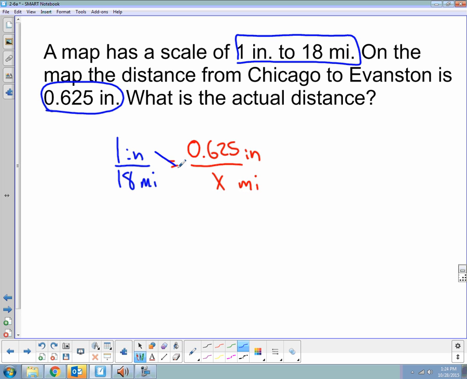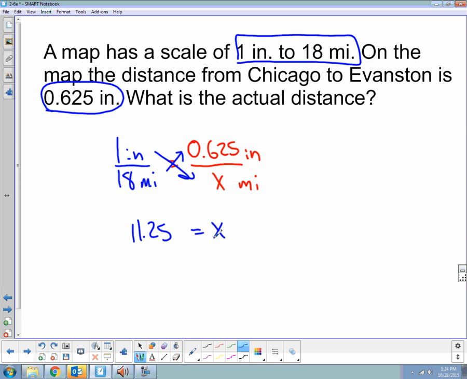So I'm going to cross multiply. That's not the only thing you can do. You can figure out other ways to get this answer besides cross multiplying. But I'm going to use cross multiplying to find the answer. I'm going to do 18 times 0.625, and I'm going to get 11.25 equals 1 times x, which is just x. So I don't have to worry about dividing anything. So I get 11.25 as my answer, but I do need to label it.